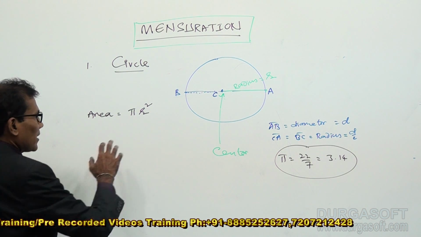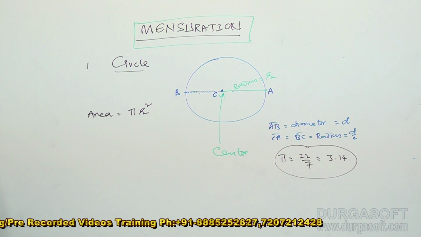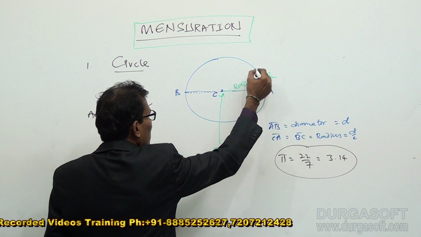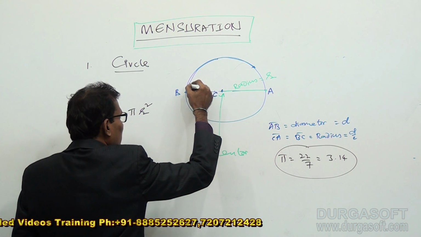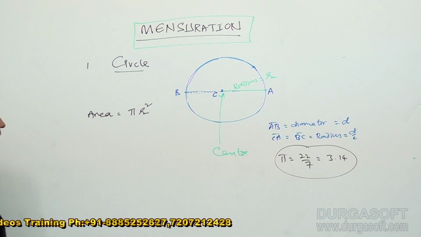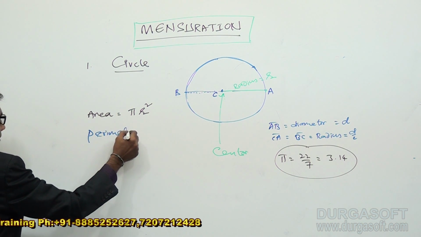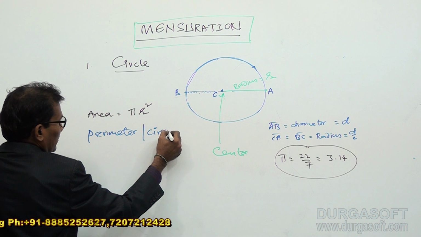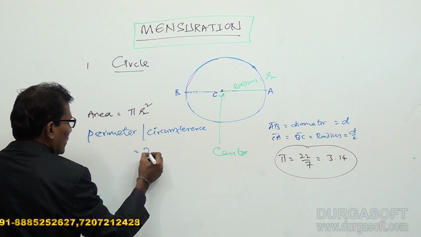This area means this complete region, how much area is covered. The other measure is the perimeter. What is the perimeter? Starting from any point of the circle, the complete length of the edge line all the way around is called the perimeter, or we can also say circumference. This is given by 2 pi r.